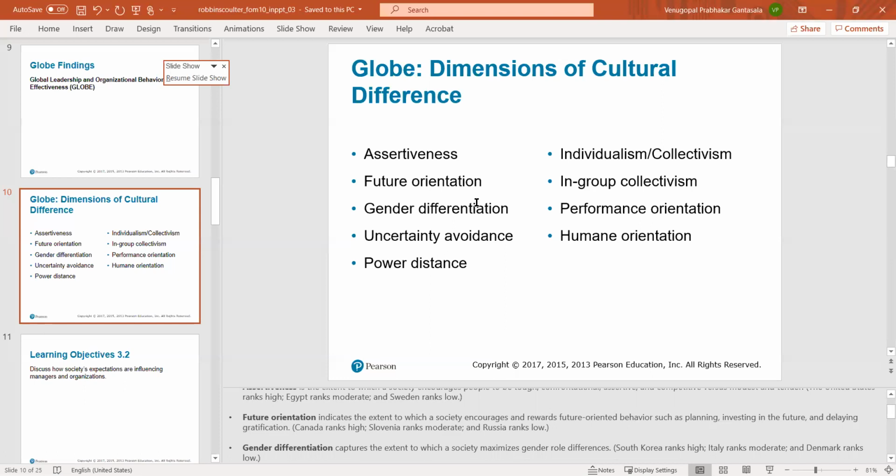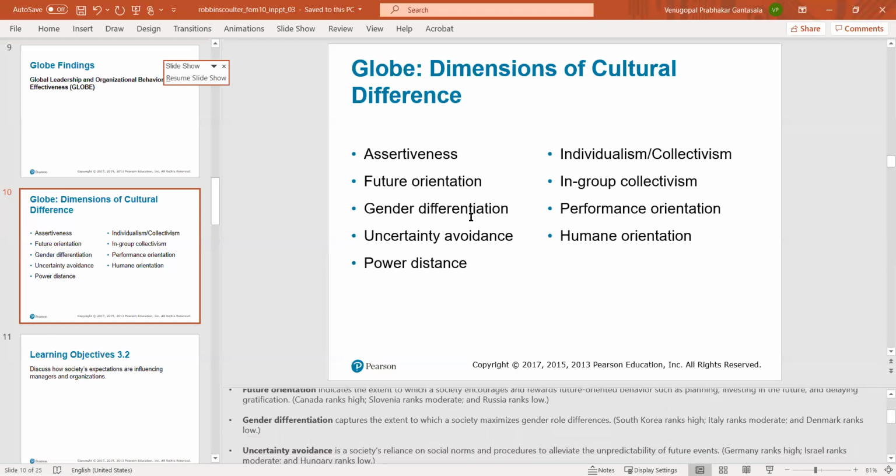That means perhaps in his study, Russians were not that concerned about the future. They were happy with what they were having right now. Gender differentiation. He had this dimension of culture.